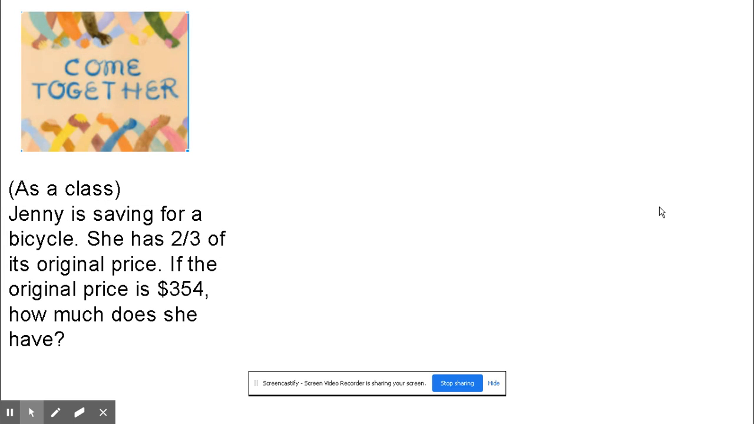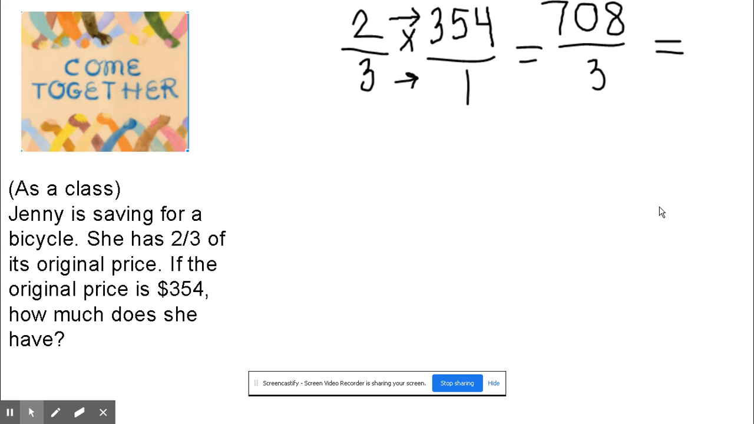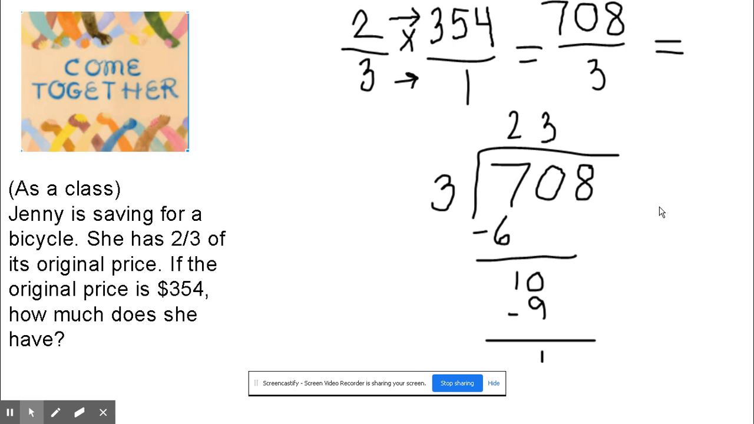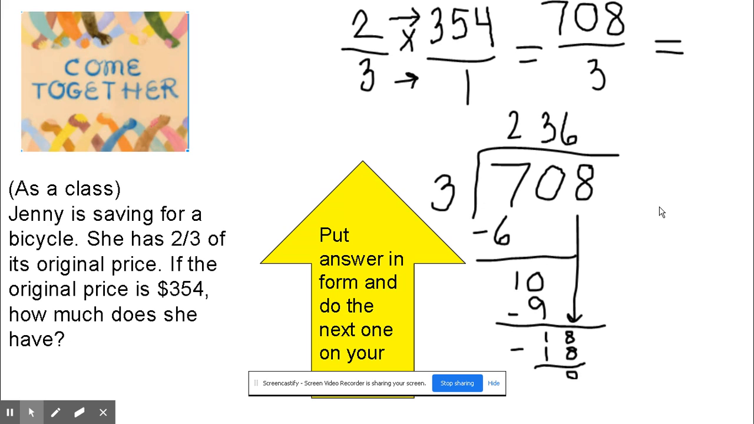Next, Jenny is saving for a bicycle. She has 2/3 of its original price. If the original price is $354, how much does she have? So I'm going to take the $354 and multiply that times 2/3. Same way, I get 354 times 2 is 708, and 3 times 1 is 3. 708 divided by 3 is 236. So she has $236. Go ahead and put that in your form.